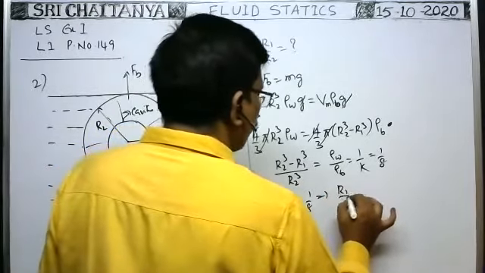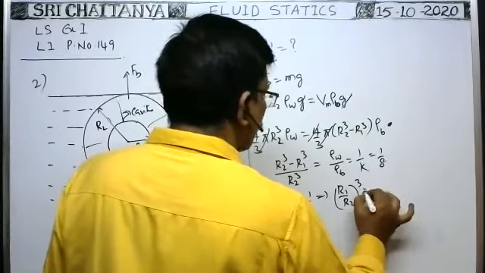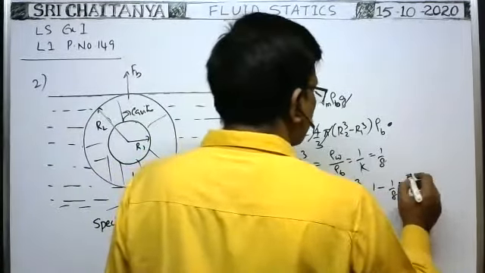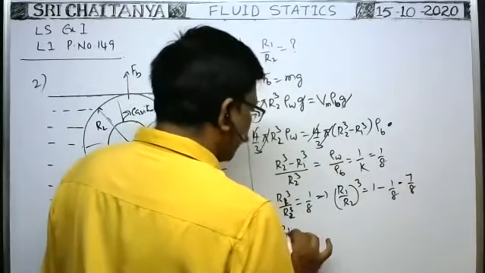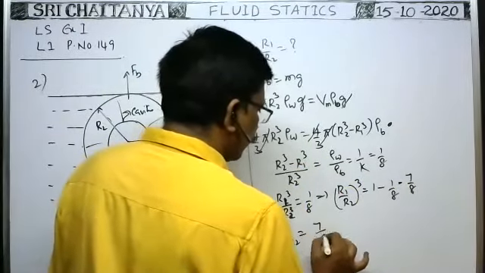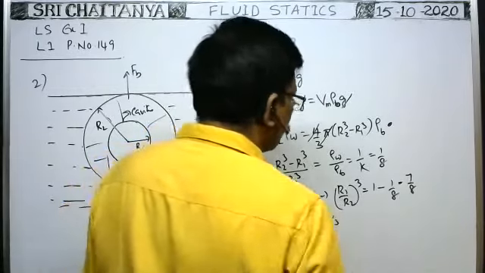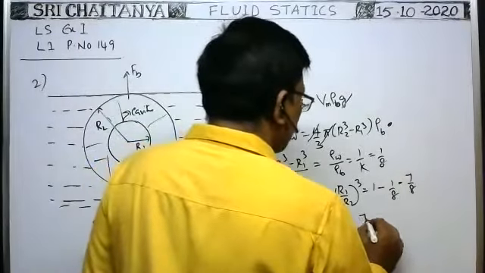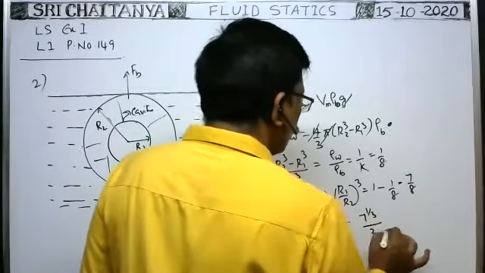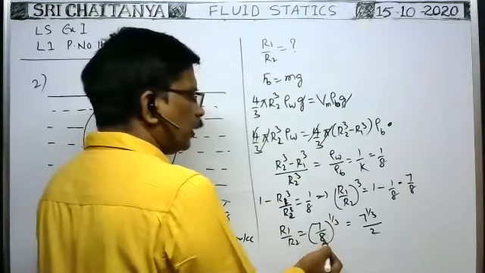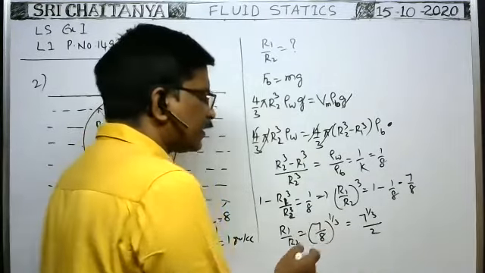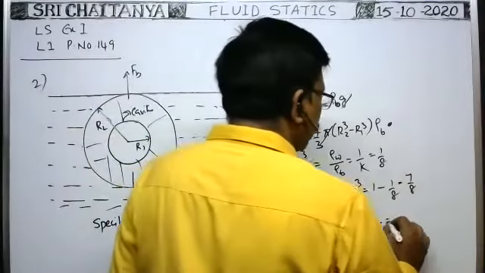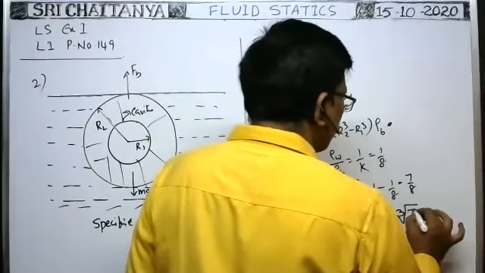This implies (R1 by R2) whole cube is equal to 1 minus 1 by 8 now. That is equal to 7 by 8. Therefore, R1 by R2 is equal to (7 by 8) whole to the power of 1 by 3. That is equal to 7 to the power of 1 by 3 by 2 we can write, because if you write 2 cube, the 2 cube whole to the power of 1 by 3, that means the 3 cancels, then 2. So 7 to the power of 1 by 3 by 2. This can be written as cube root of 7 by 2.